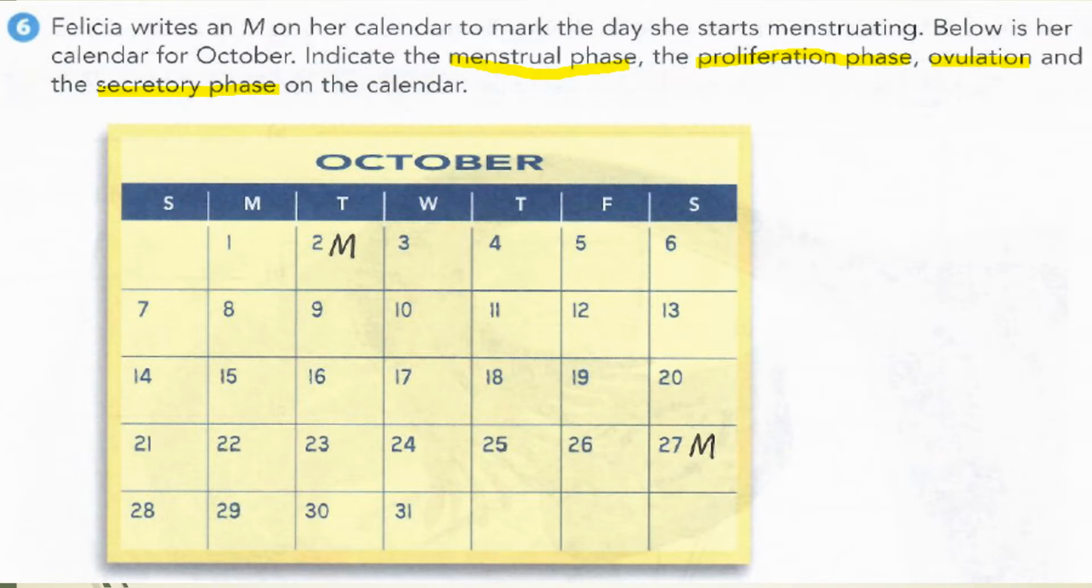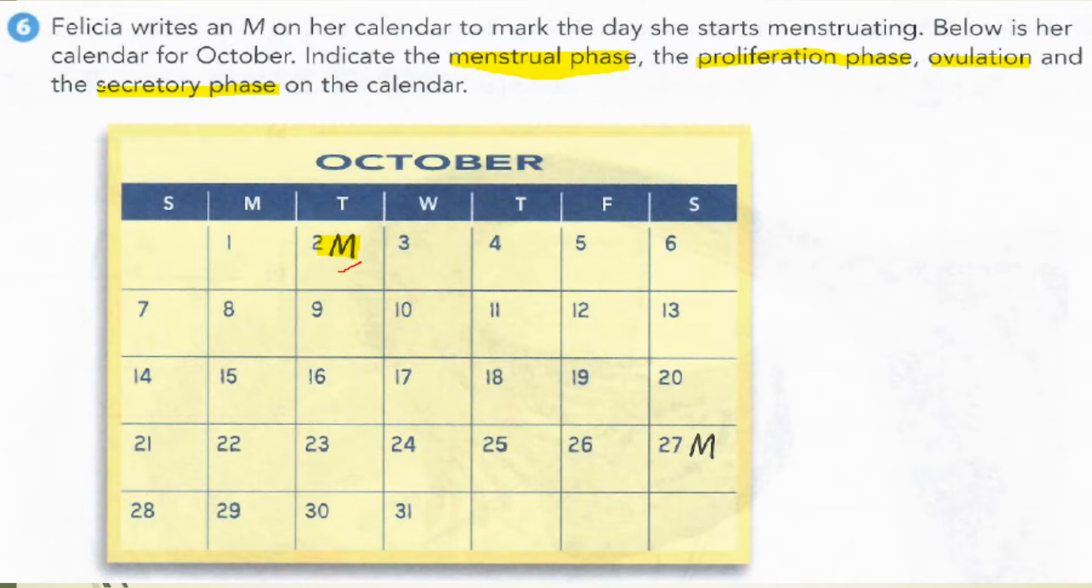Okay. Before we do all of this, the easiest way is to find the ovulation phase, okay? Because it's the middle. When we find the ovulation, the secretory phase will be just after, and the proliferation phase is going to be before, okay? So if her cycle starts here, October 2, here is the first day she menstruates. We need to count to see how long her cycle is. How do I identify it? By counting from one menstrual date to another. So let's count with me.